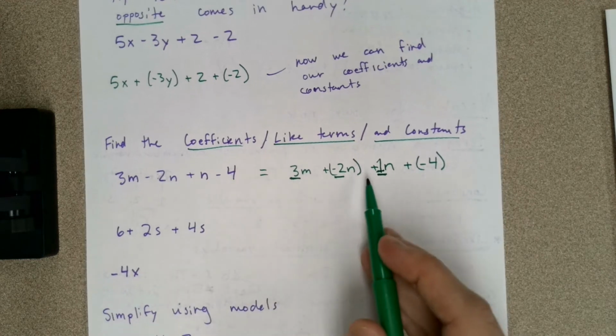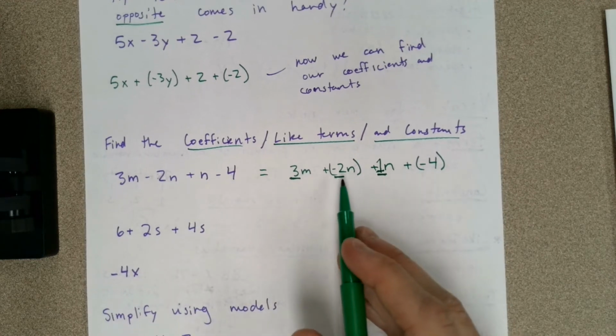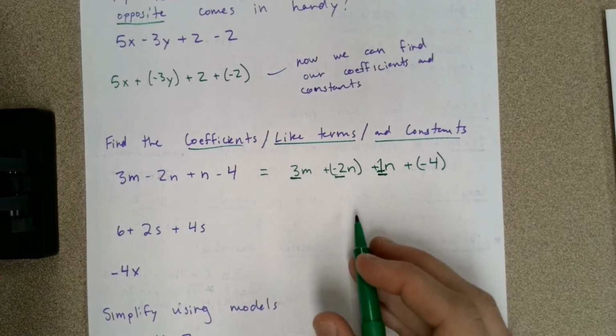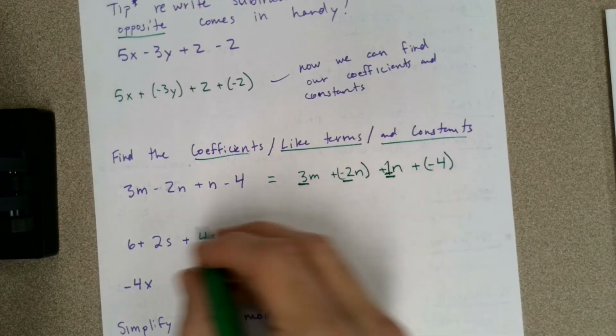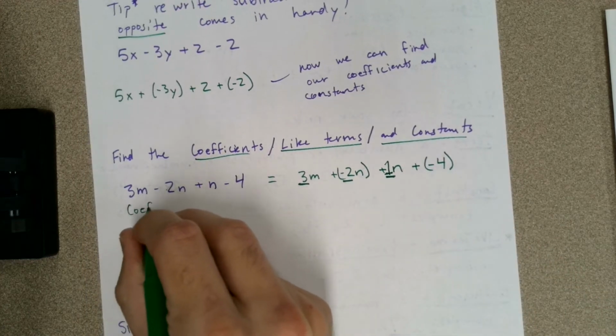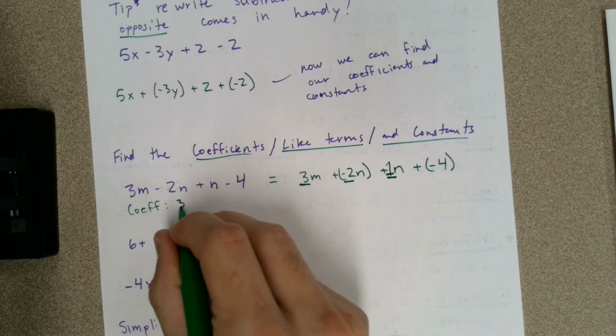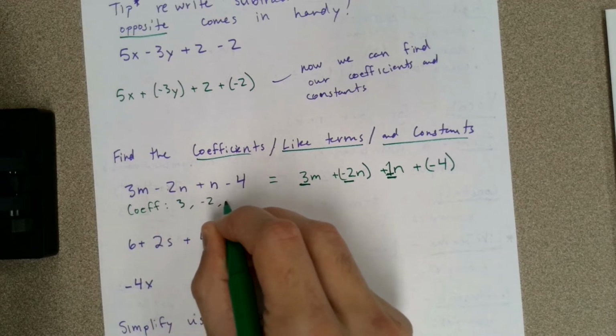So look how I rewrote that. I added that 1n in there. That can help you out as well. So those are our coefficients. I'm just going to write coefficients 3, negative 2, 1.